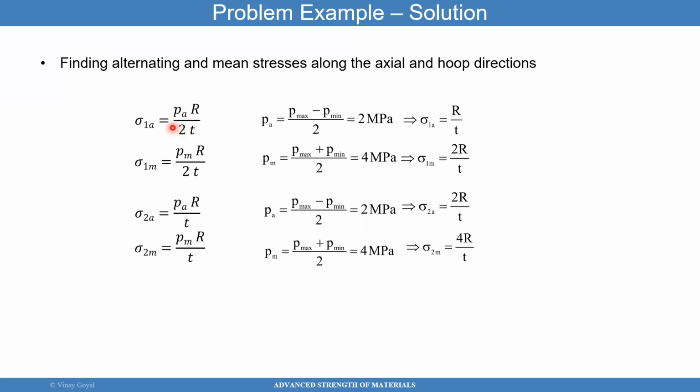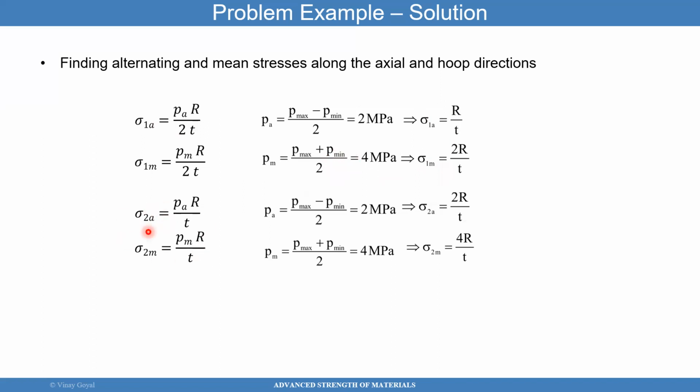So I have sigma 1a is Pa times R divided by 2t. So that's what I get for sigma 1a. That's for stress state number 1, the axial stress state. The mean stress state is Pm times R divided by 2t, where Pm is P max plus P min divided by 2. That's how you do the mean. And that gives me that sigma 1m equals 2R divided by t.